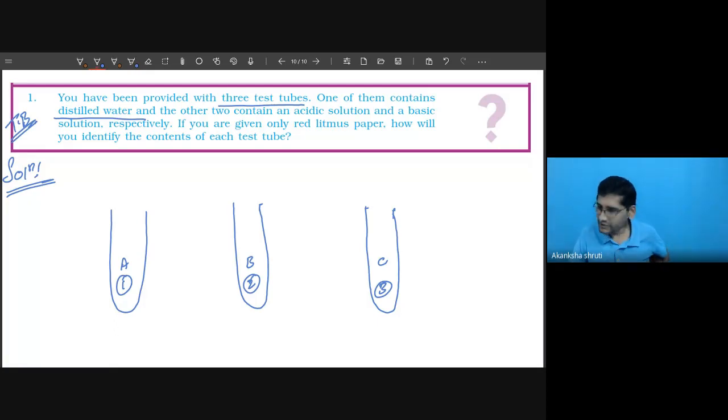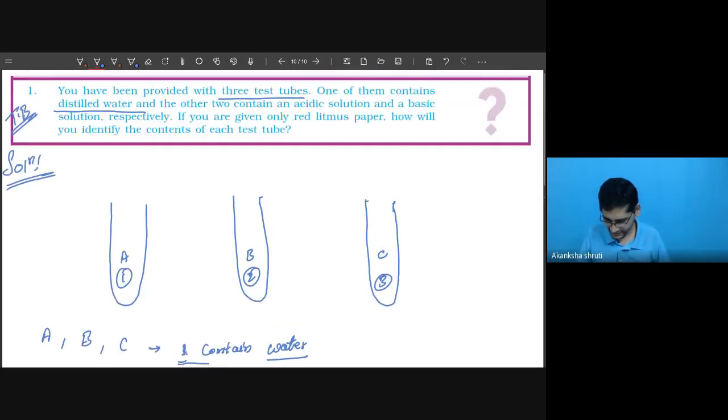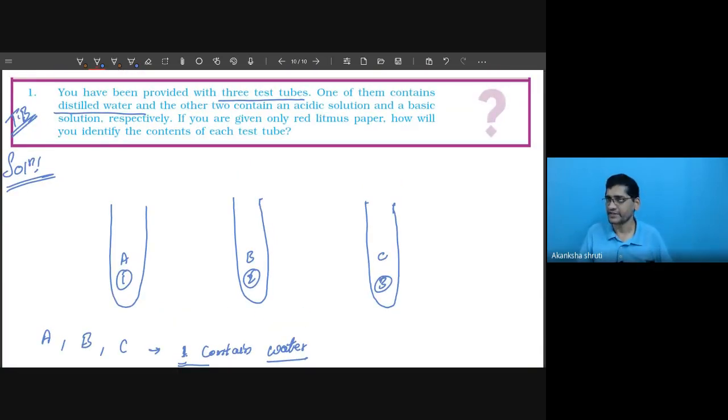Student, इसमें कोई ना कोई एक distilled water है. Means among these A, B, C, only one contains water. The term distilled water is used to indicate that the pH is exactly 7, meaning neither acidic nor basic. Otherwise, when water is mixed with some other impurities, it turns either acidic or basic.